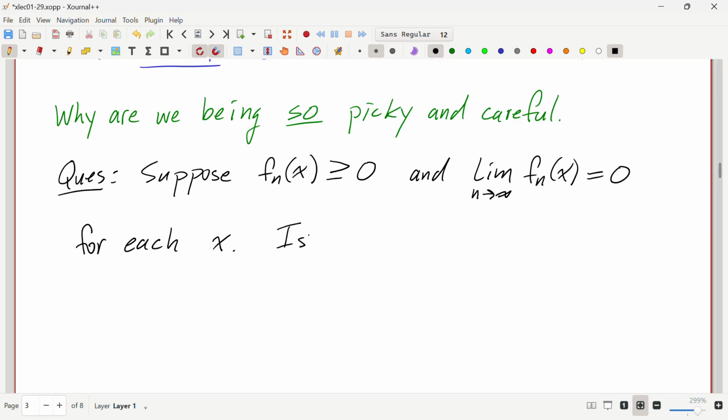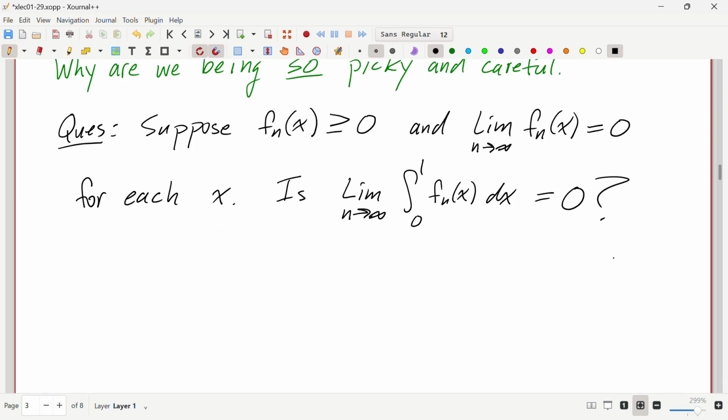And the question is, you might want to know, is the limit as n goes to infinity of the integrals equal to 0? Let's make this an integral from 0 to 1. Well, you can come up with examples where you can make that fail. So the answer is no, for example.